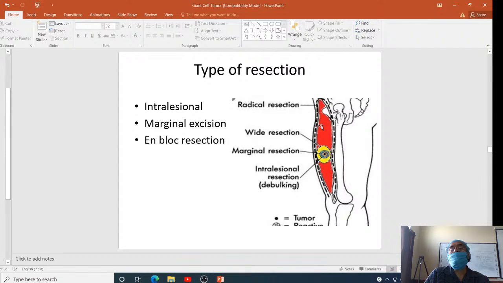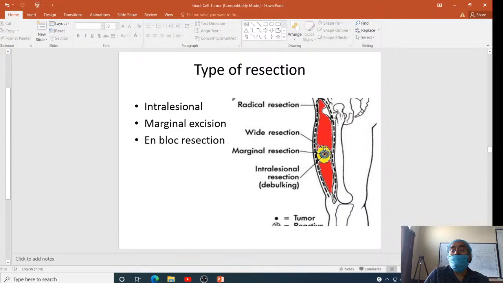The more malignant the tumor, the more radical is the surgery. Starting from intralesional, which is the minimal, minor one, you just deal with the tumor. You don't do anything to the normal things. But marginal is beyond that. The whole tumor is taken out.